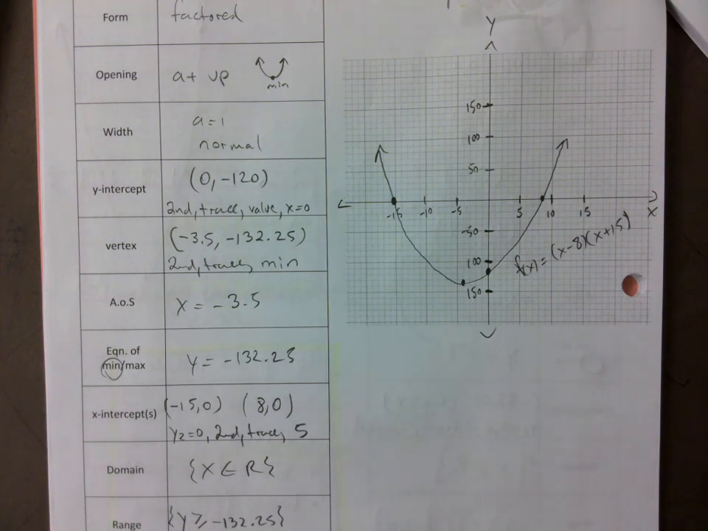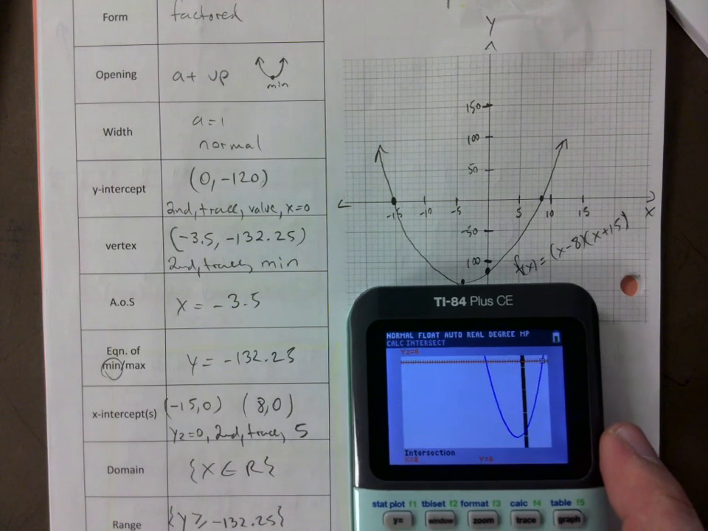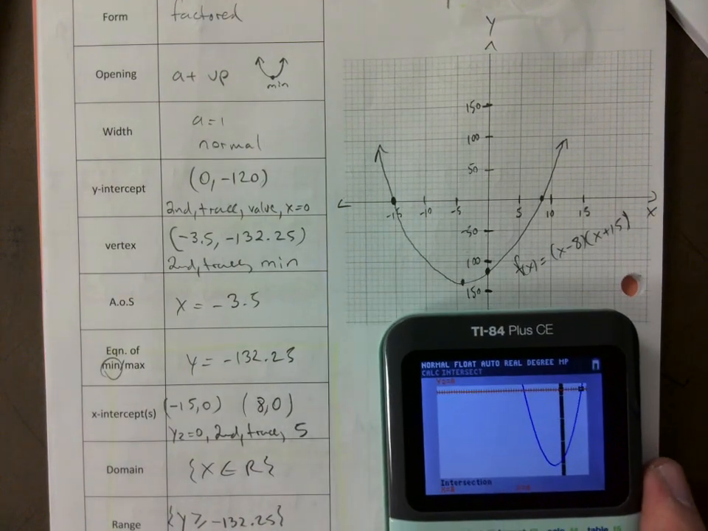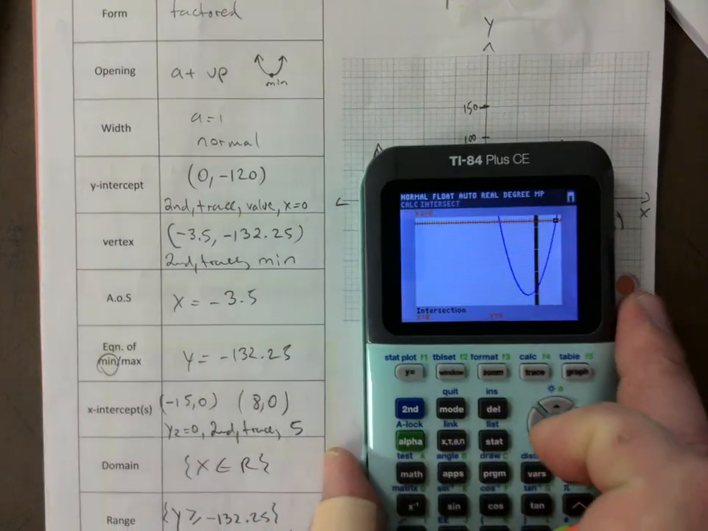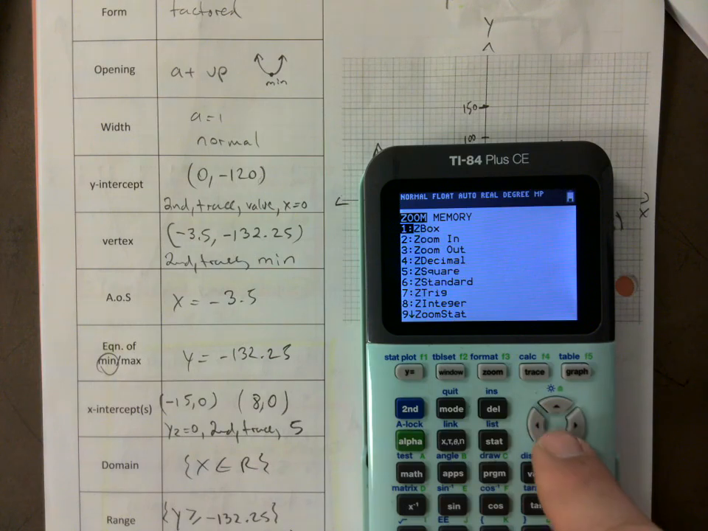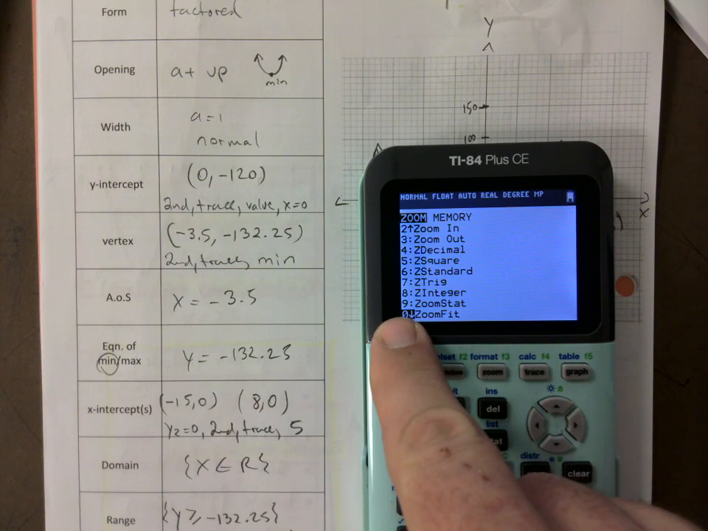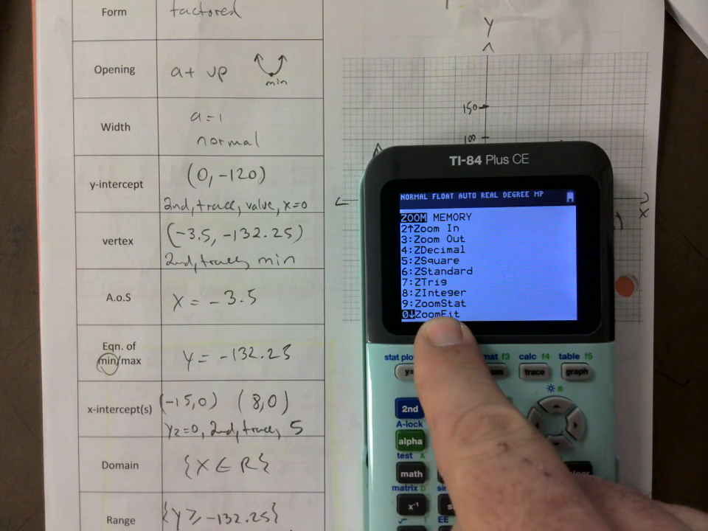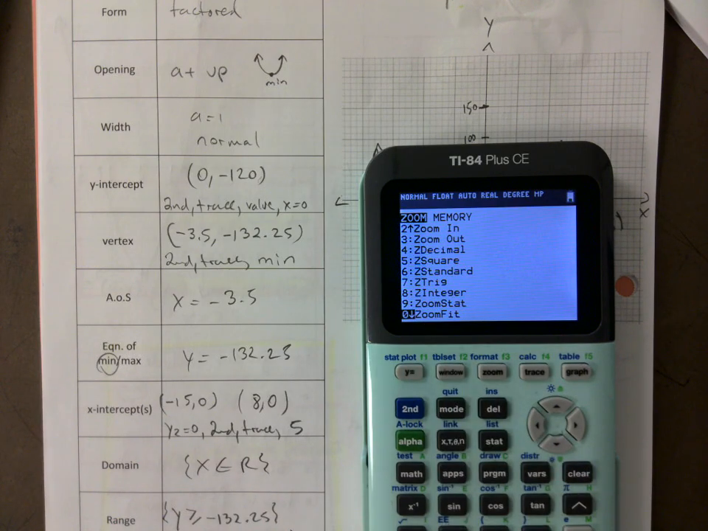One more feature, ready for this feature? I'm gonna introduce a zoom feature to you. You can actually play around with them whenever you have time to do so. Press zoom, and I'm going to introduce to you zoom fit. So zoom fit doesn't show up at first, but if you go all the way down and keep going down, it's option number 0, zoom fit. Hit enter at this point. See what happens with the function you have on your screen right now. I'm going to hit enter.